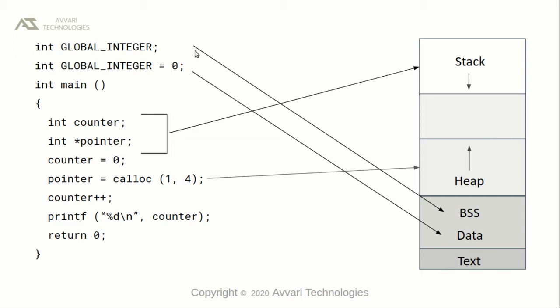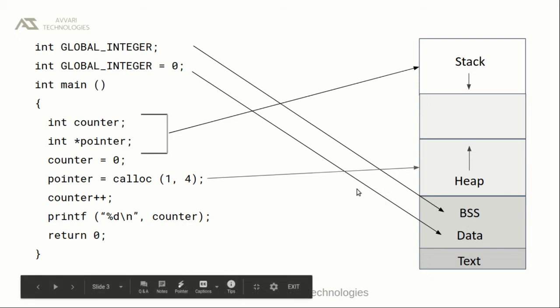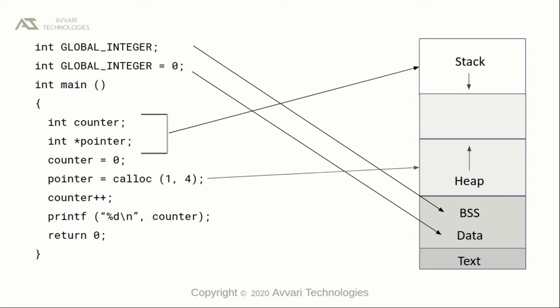Uninitialized global variable or static variables are stored in BSS segment. Initialized global variable or static variables are stored in data segment. Dynamically allocated values are stored in heap section, and the code is stored in text segment.